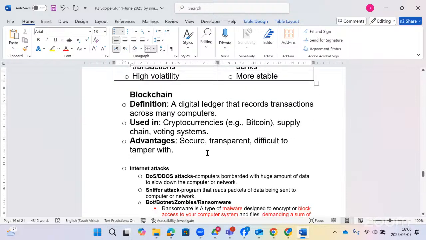Then the blockchain. Blockchain is a digital ledger that records transactions across many computers. And cryptocurrency uses blockchains as well. And then we have the supply chain and the voting system. In advanced countries, they use this digital ledger whereby it will record your votes. As you vote, it will just do them automatically. They use blockchains. Right.